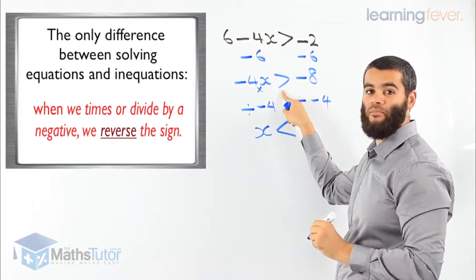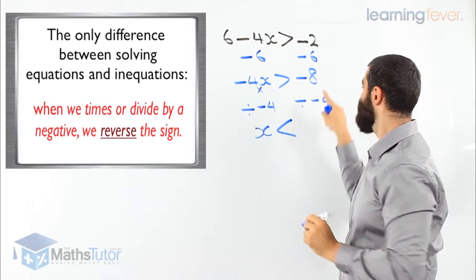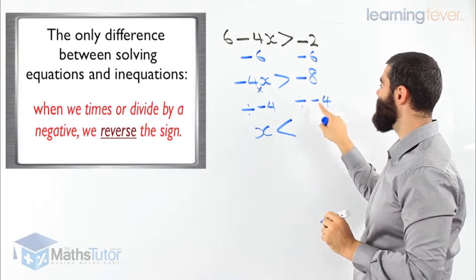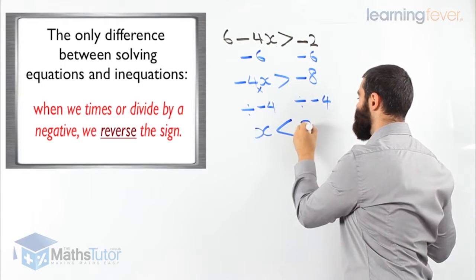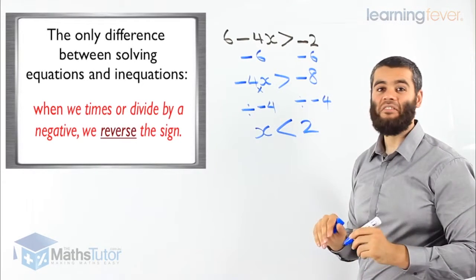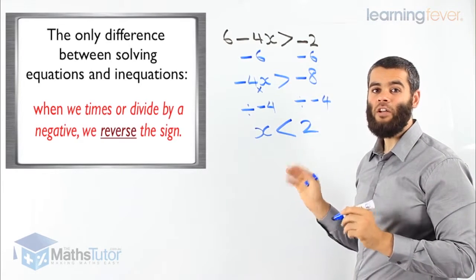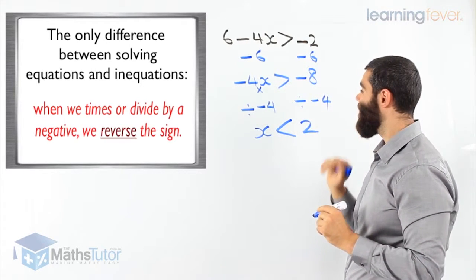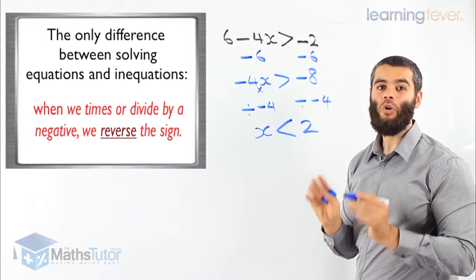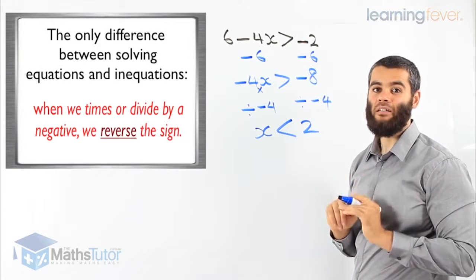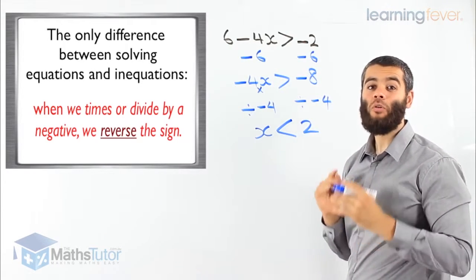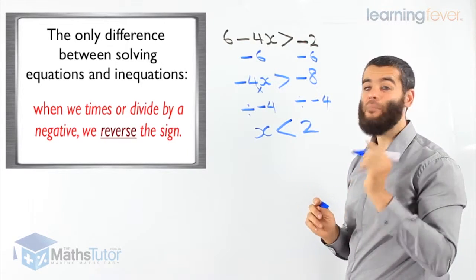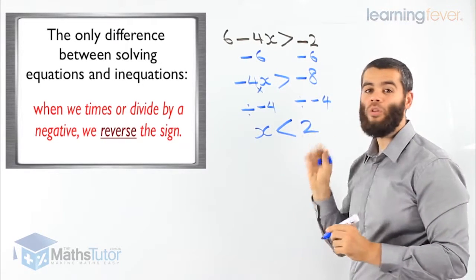Because we did that, whenever we multiply or divide by a negative, the sign will reverse. It was a greater than, it became a less than. Negative 8 divided by negative 4 is 2. x is less than 2. When do we do that? We are multiplying or dividing by a negative. That is the only difference. Remember that. Always look: am I multiplying or dividing by a negative? If I am, I must reverse the sign all the time.